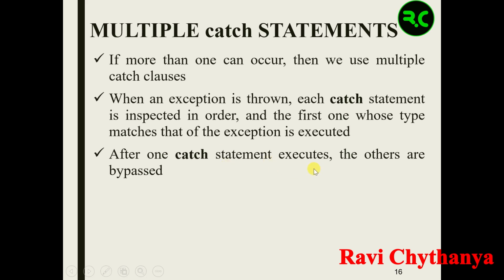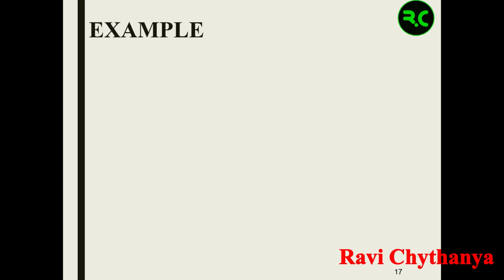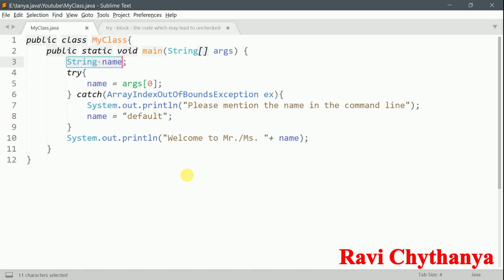After one catch statement executes, the others are bypassed. If there are other exceptions, then those statements will also be executed and the remaining will be bypassed. Okay, so let us go for an example here. I already have here the same program for the name.